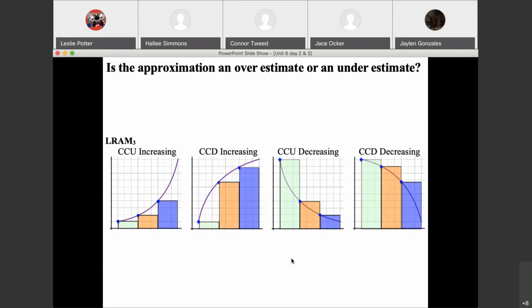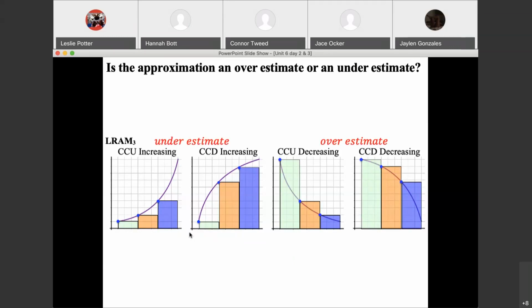Which one is an overestimate? Which one's an underestimate? I don't have too many people in the classroom, so if somebody at home wants to help out, they can too. The first 2 are underestimates and the second 2 are overestimates. Perfect, thank you. This is an underestimate, this is an overestimate.